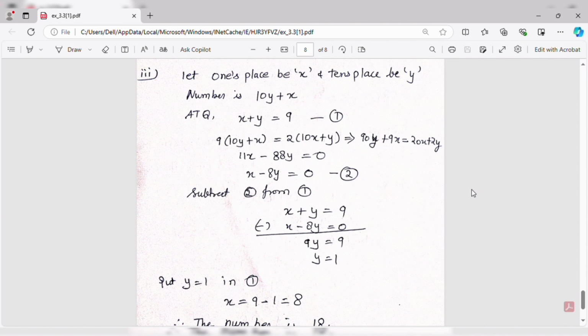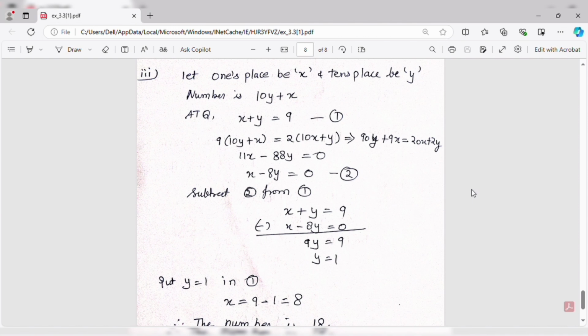Third question is, the sum of digit of a 2-digit number is 9. Also 9 times this number is twice the number obtained by reversing the order of digits. Find the number. So let the ones place be x and tens place be y. So the number, since it is a 2-digit number, would be of the form 10y plus x.